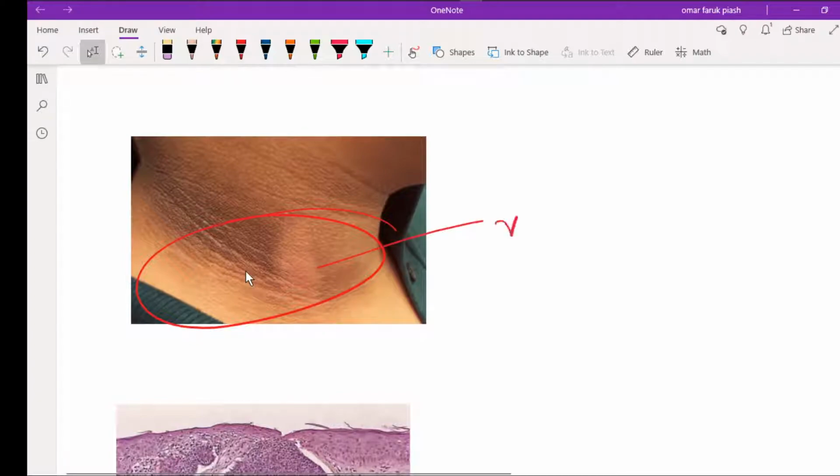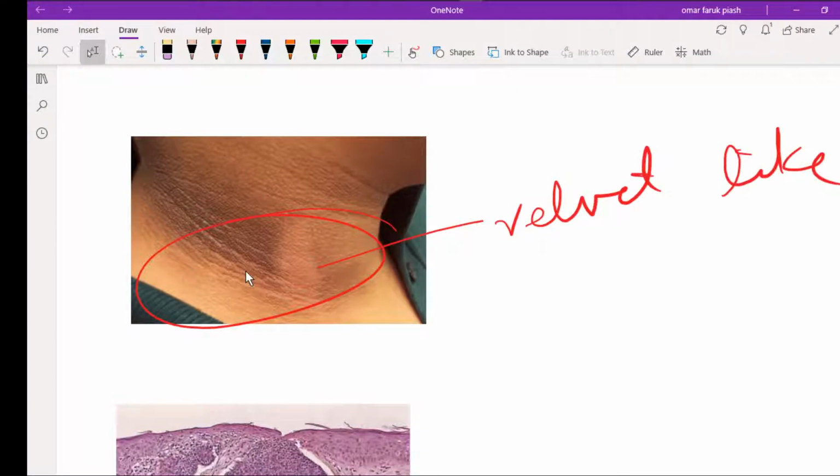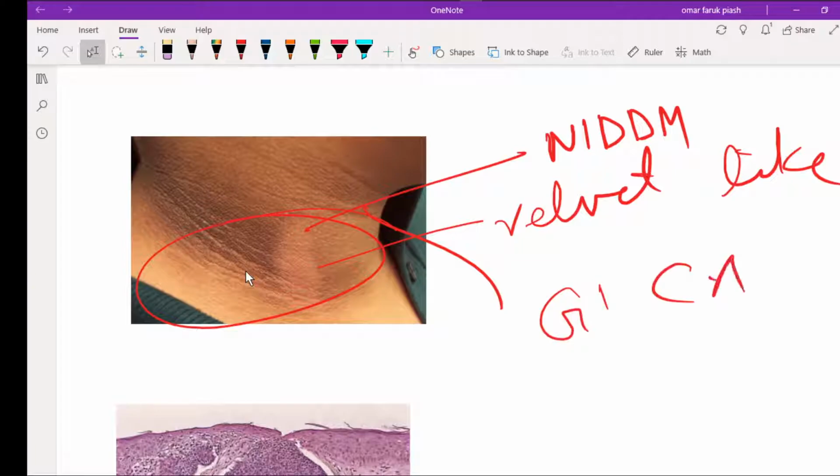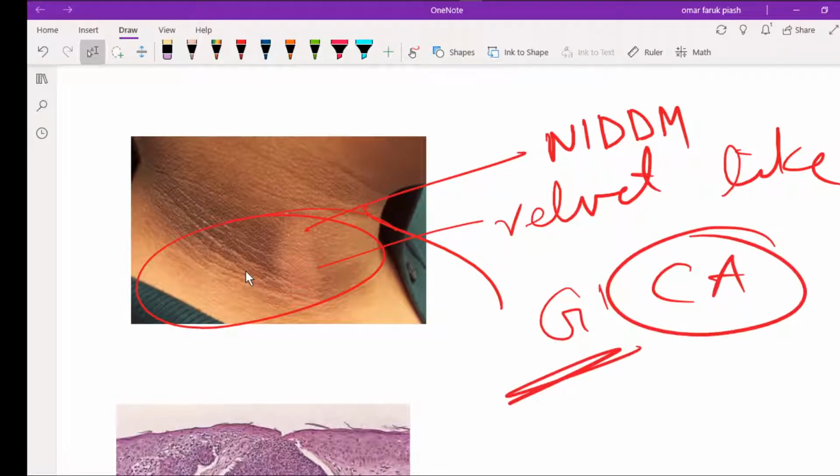This is the picture of acanthosis nigricans, that means epidermal hyperplasia with darkening of the skin. This is velvet like skin, often involving the axilla and groin, and it is associated with non-insulin dependent diabetes mellitus and gastric carcinoma.